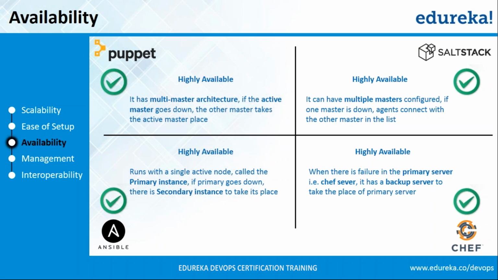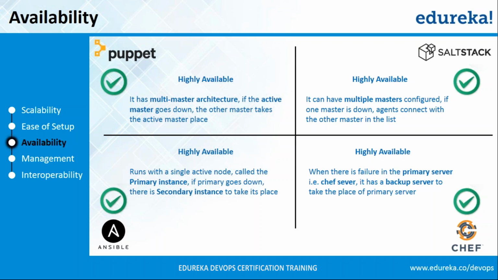Puppet has a multi-master architecture. That means there are multiple masters. So if your main master goes down, then there is definitely a backup master who can take its place. In Chef also the same case. If your primary Chef server goes down, then you always have a backup server to take its place. Same goes for SaltStack as well. It has multiple masters to configure Salt Minions. And when we talk about Ansible, it has a primary instance. If it goes down, then there's always a secondary instance to take its place. I hope I'm clear, guys. It was a pretty easy concept, but still, if you have any doubts, you are free to ask me.